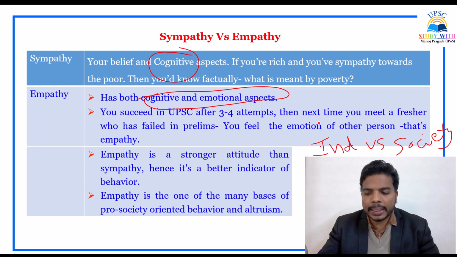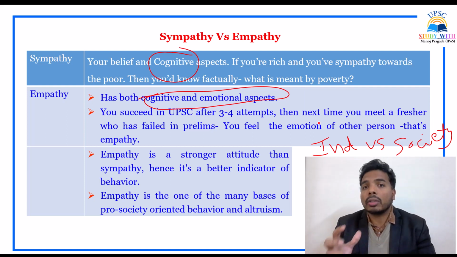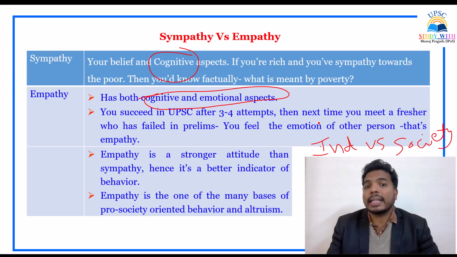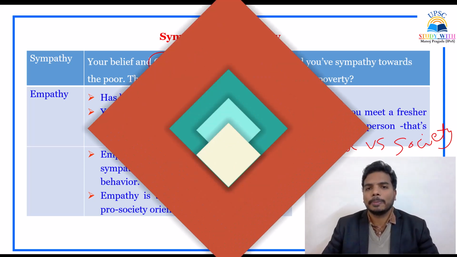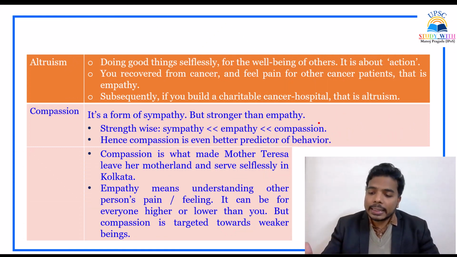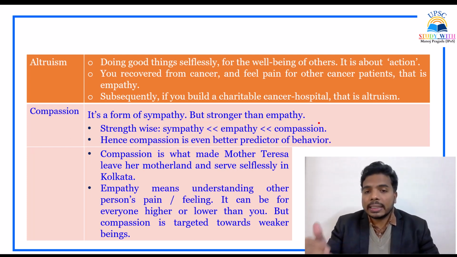What is the difference between sympathy and empathy? Sympathy is cognitive, you are thinking about them. But with empathy, not only are you thinking about them, but you are also understanding their emotions and feelings. Next is compassion. What is compassion? Compassion is going beyond empathy. Strength-wise, first comes sympathy, then empathy, and compassion is the ultimate value.